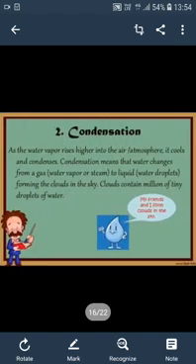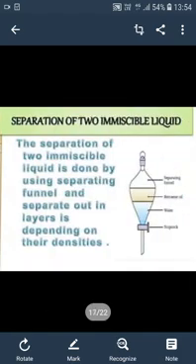Next is condensation. For condensation, the best example is the water cycle. Yes, have you learned about the water cycle, children? In the water cycle, what happens? Due to the heat of the sun, the seawater gets evaporated and it gets condensed into a cloud, which is then precipitated as rain. So the process of converting a gas into a liquid, we call it condensation.